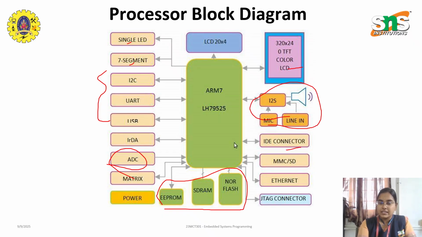And we have an IDE, that is, we can externally connect a developer editor software with it, and we can work on it. We have Ethernet, MMC and SD card for the memory connections, and a JTAG connector. On top we have another LCD screen for the display unit. So these are the basic interfacing blocks that can be used along with the ARM processor.